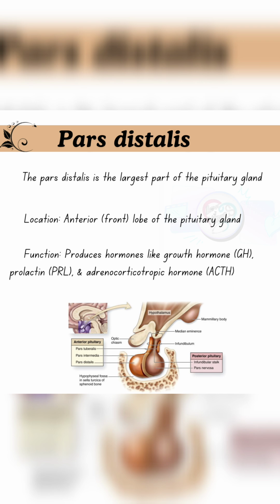Pars distalis. It is the largest part of the pituitary gland. It is located in the anterior lobe of the pituitary gland. The function of pars distalis is to produce hormones like growth hormone GH, prolactin PRL, and adrenocorticotropic hormone, which is ACTH. These are produced by pars distalis.